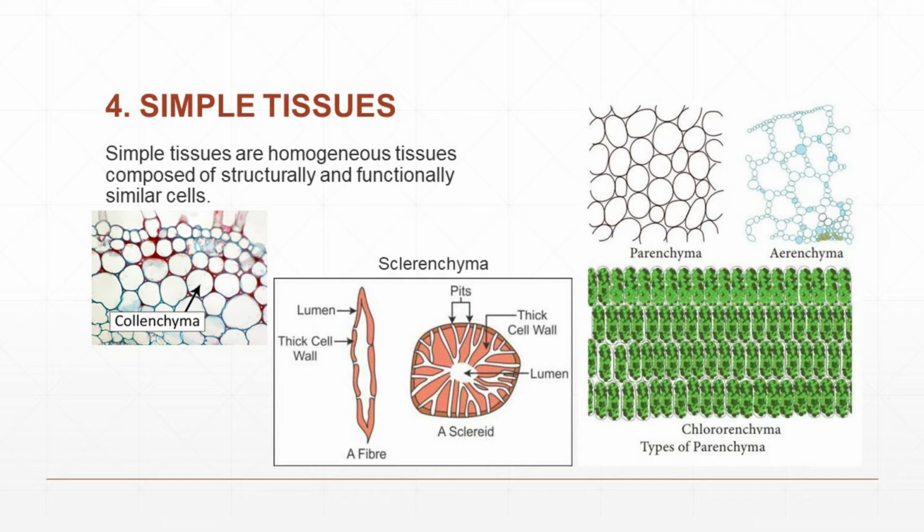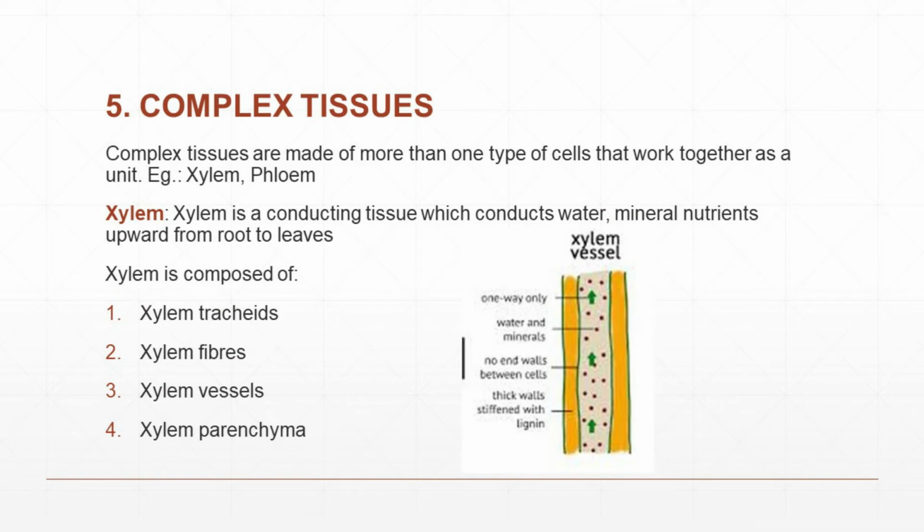Fibers are elongated sclerenchymatous cells usually with pointed ends. Sclereids are widely distributed in the plant body. They are usually broad, may occur singly or in groups. Okay, next let us pass on to complex tissues.